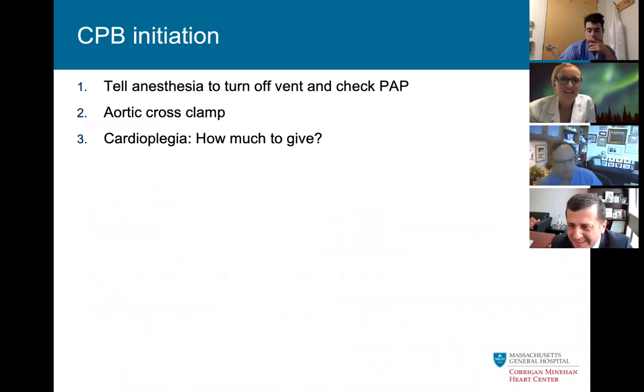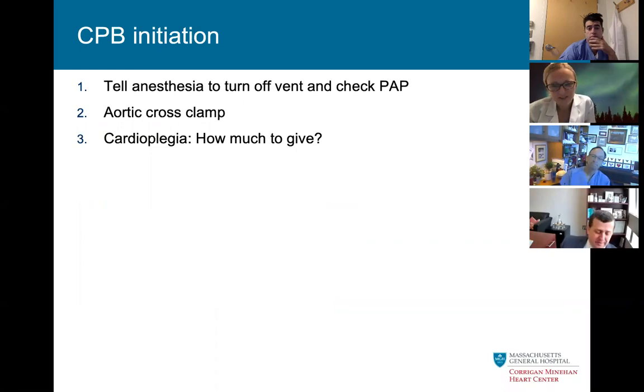Okay. Next, once we've done the checklist and you're on bypass with adequate flows, you can tell anesthesia to turn off the vent, check your PA pressures, apply the cross clamp after asking them to come down on the flows, and then give cardioplegia. Cardioplegia is a whole separate talk that is coming up next, and I just wanted to ask the audience, we can do William Shee, how much cardioplegia are you going to ask them to give?